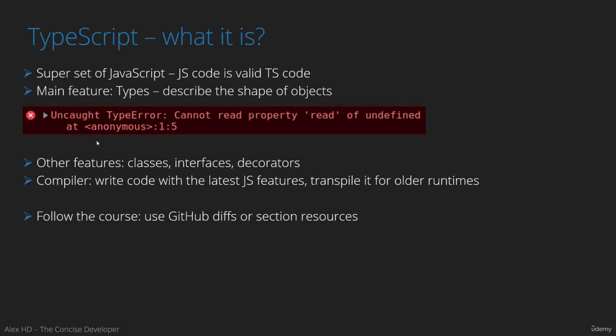Other features of TypeScript are classes or enhanced support for classes, because JavaScript also has classes. We have also interfaces, we have decorators, and many more. We also have a compiler. This means that we can write code with the very latest JavaScript features like modules, like decorators, and so on, and we can transpile it for older runtimes if we want to support older browsers, for example.